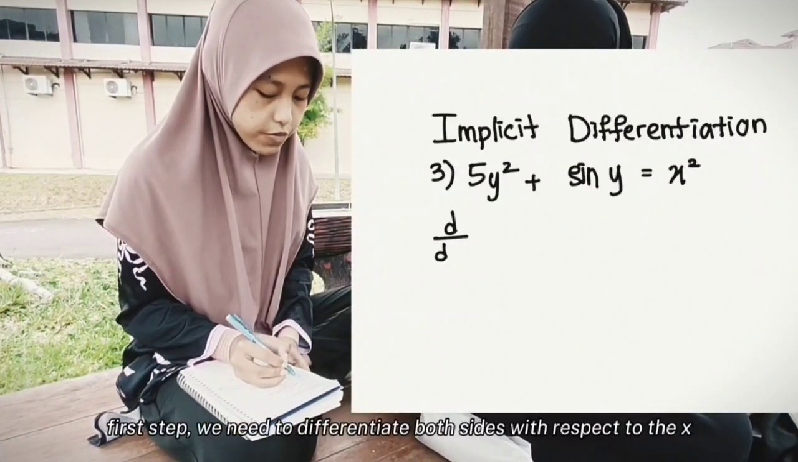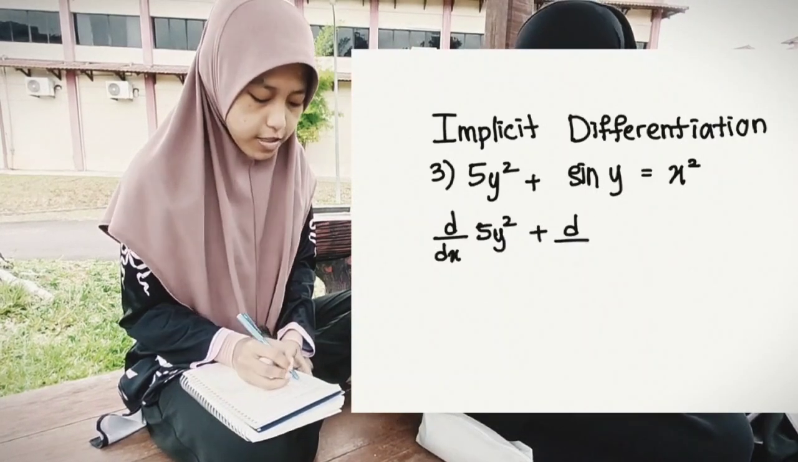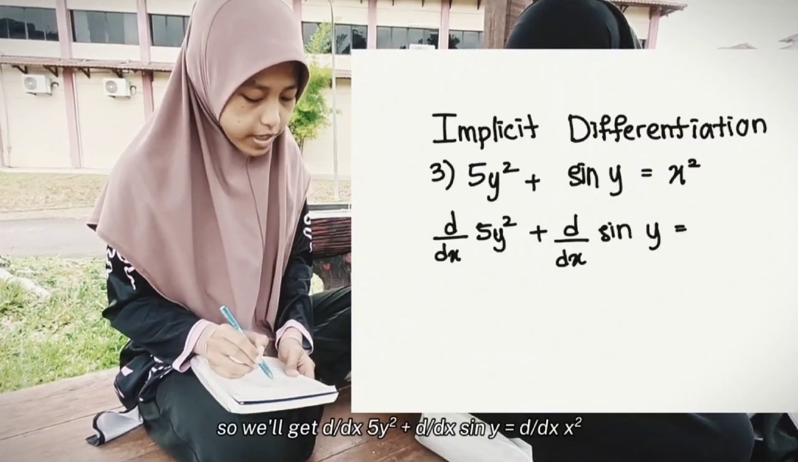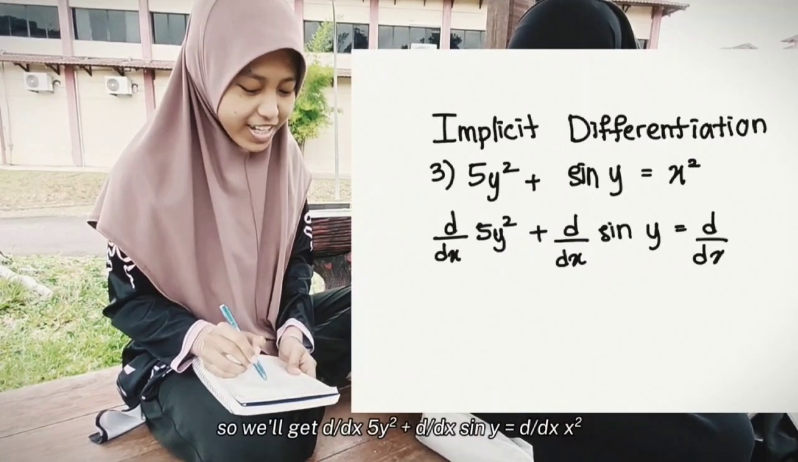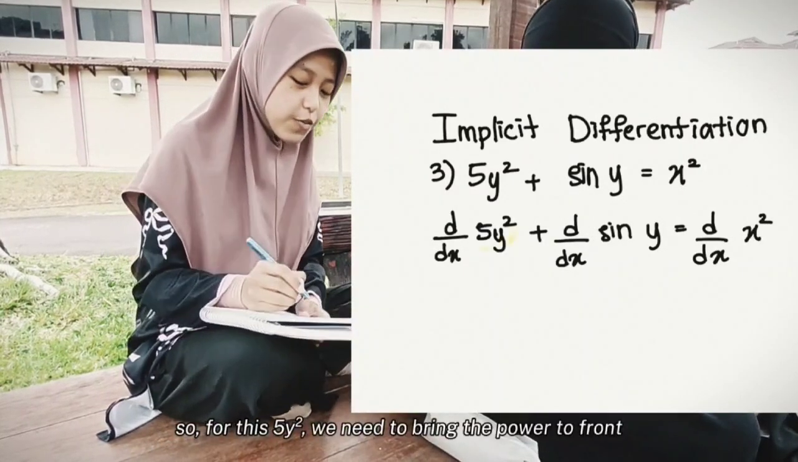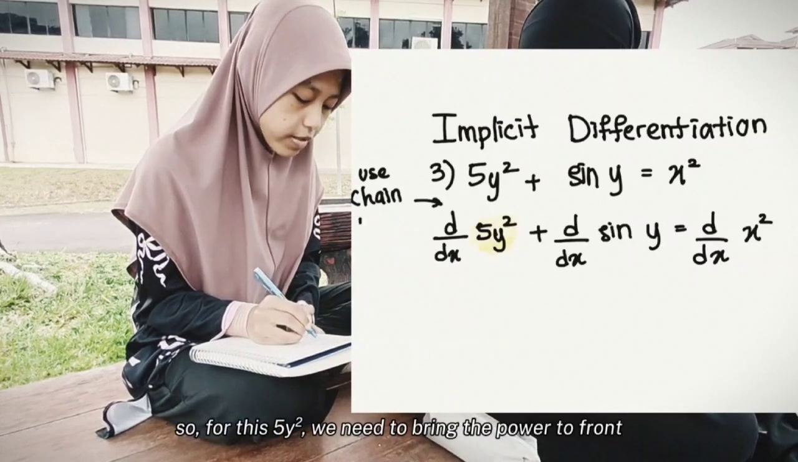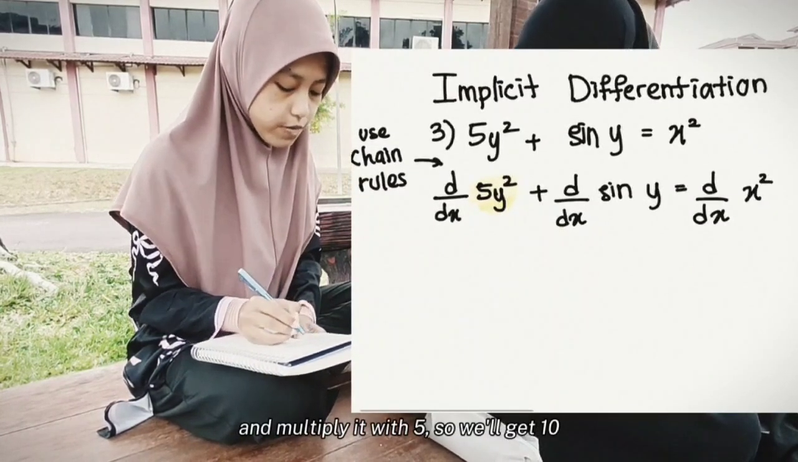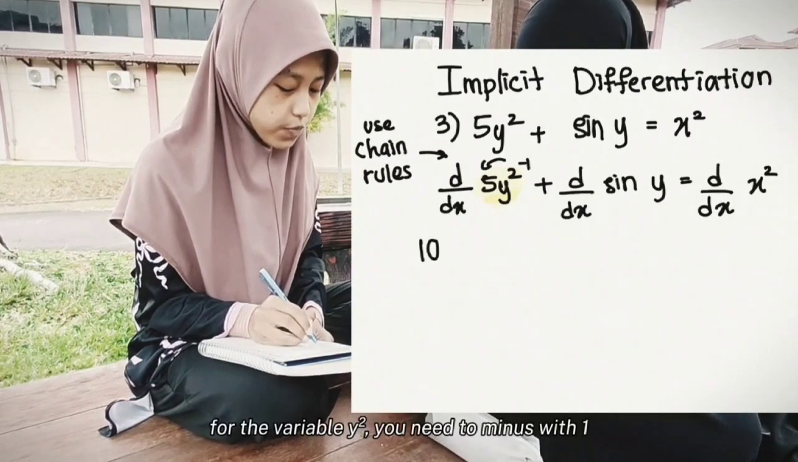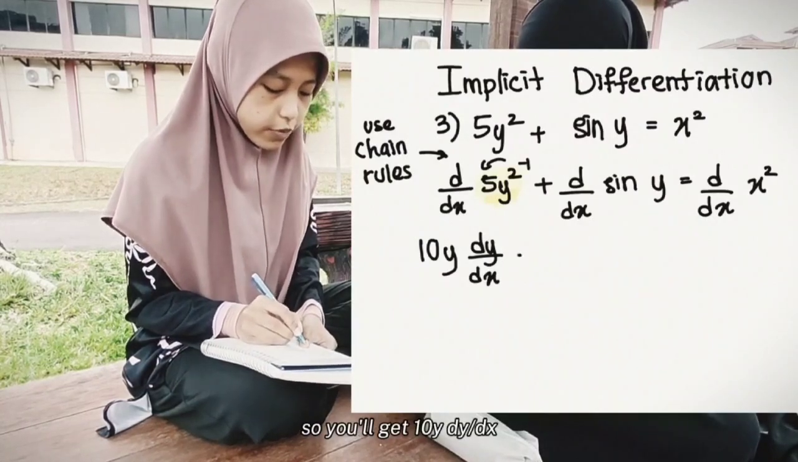First step, we need to differentiate both sides with respect to x. So we will get d over dx of 5y squared plus d over dx of sine y equal to d over dx of x squared. So for this 5y squared, you need to bring the power to the front and multiply it with 5. So you will get 10. For the variable y squared, you need to minus 1. So you will get 10y dy dx.